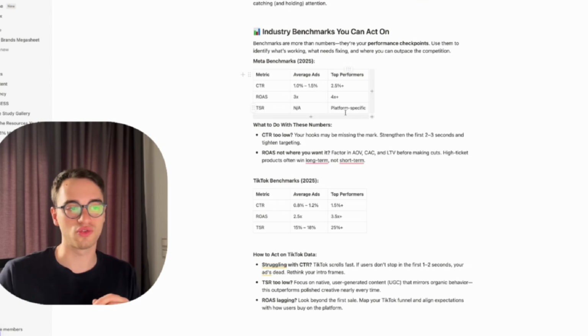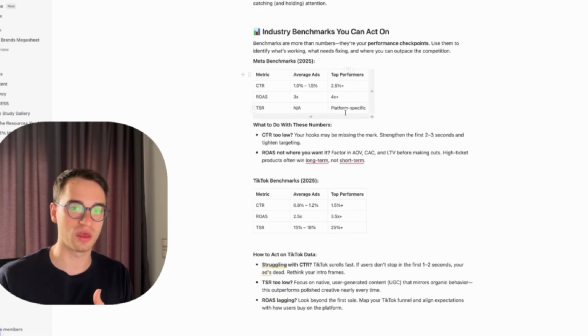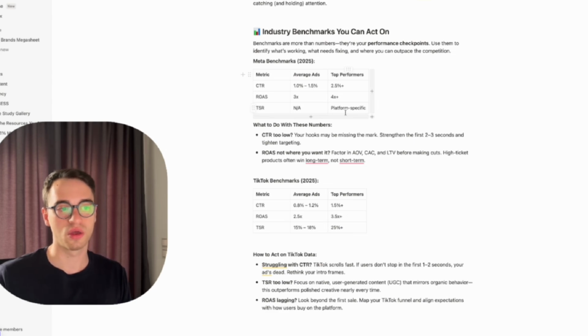Now into some industry benchmarks that you can act on. Obviously, these are very rough estimates, but this is what I'm seeing across the board. When it comes to Facebook, typically click-through rate is around 1 to 1.5%. For top performers and outliers, it's typically around 2% and plus. And then ROAS, again highly dependent on your product and industry, but as a placeholder, you can shoot for 2 to 4x. Thumbs up, again very dependent on your industry, but anything around 20 to 40% is quite good.